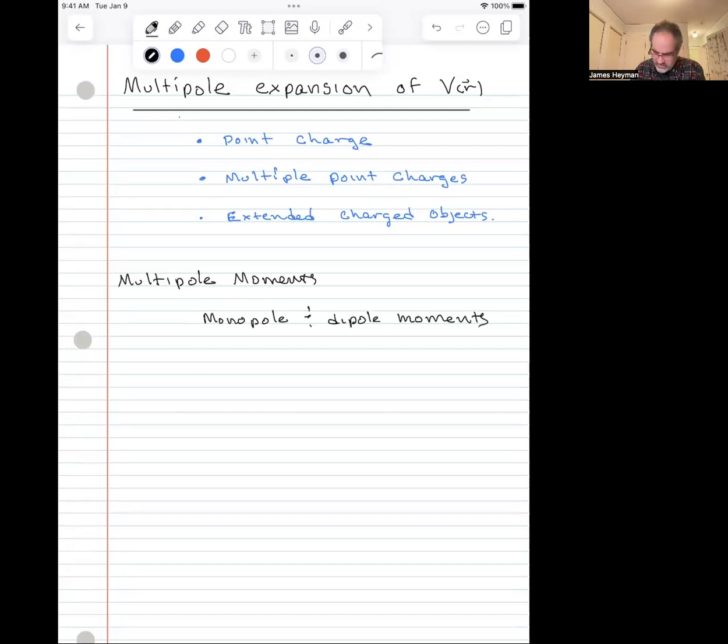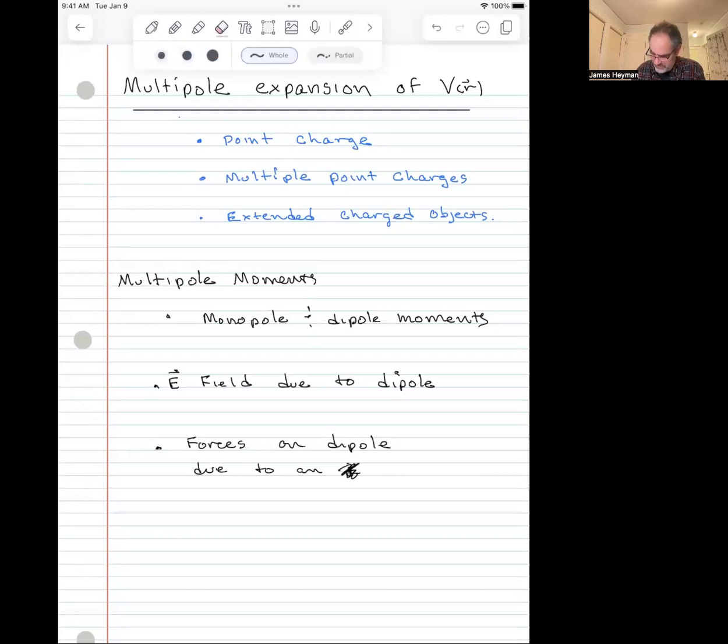Then we'll use what we've learned to find the electric field due to a dipole moment. Finally, I'd like to talk briefly about forces on a dipole due to an electric field, a subject that'll make a little more sense once we've talked about what a dipole is.